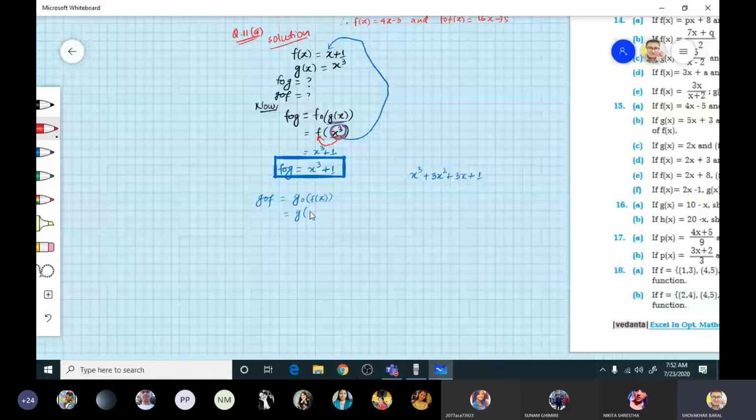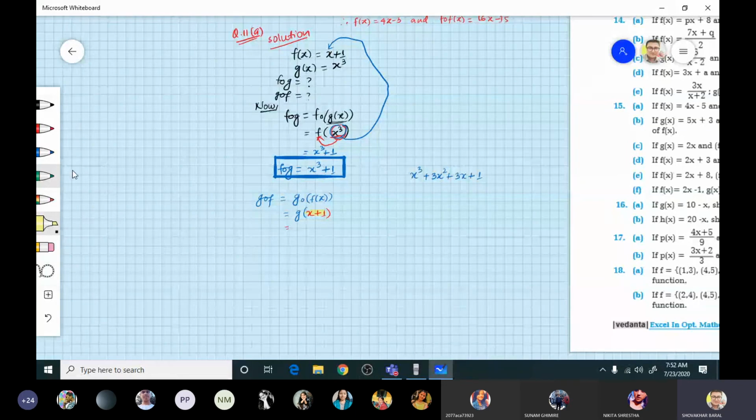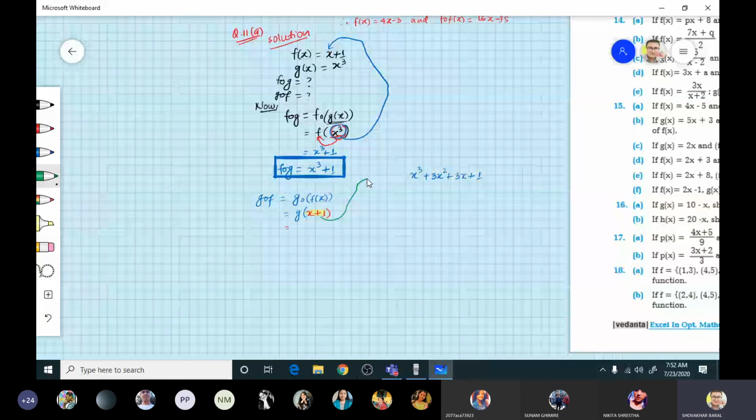Okay. Let me continue the solution. Fx. What is the value of fx here? The value of fx is x plus 1. So now I need to replace this value x plus 1 in the value of x in g. This function gx is given here, so I'm going to replace this value of x plus 1 in this x. So it will be x plus 1 whole cube.